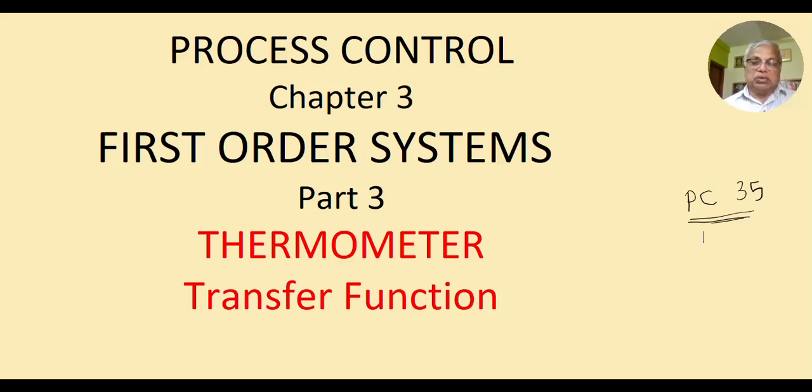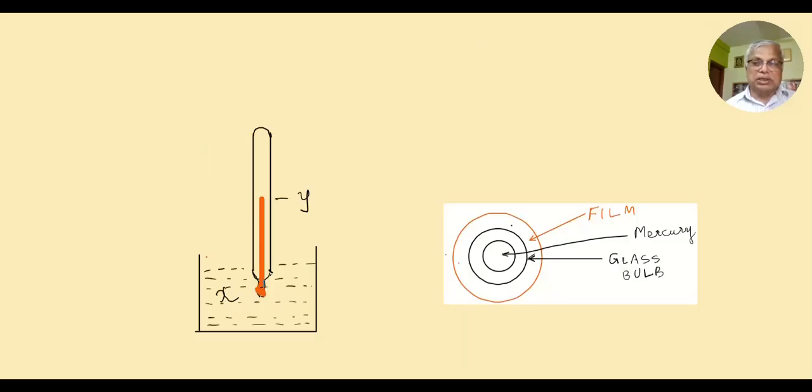Well, if you see the thermometer kept in a bath, X is the bath temperature, Y is the reading shown by the thermometer at any time. So the heat transfer takes place from the bath to the mercury in the thermometer. We also said the entire heat transfer resistance is in a thin film surrounding the glass bulb of the thermometer. This has been explained further in detail in the previous lecture.